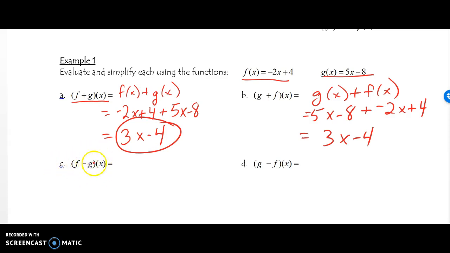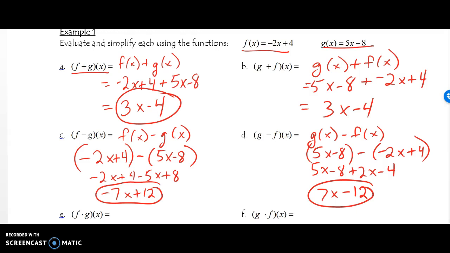So in C and D, remember, subtraction is not commutative. So the answers for C and D would not give us the same function. But this means f of x minus g of x. And this would mean g of x minus f of x. I want you guys to pause the video and try C and D on your own.